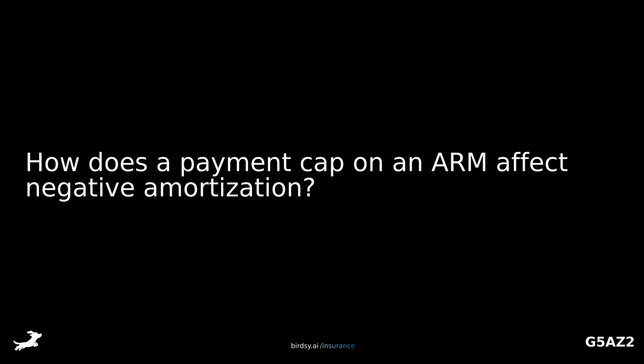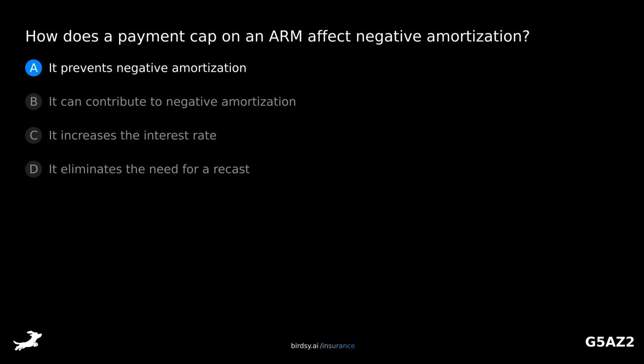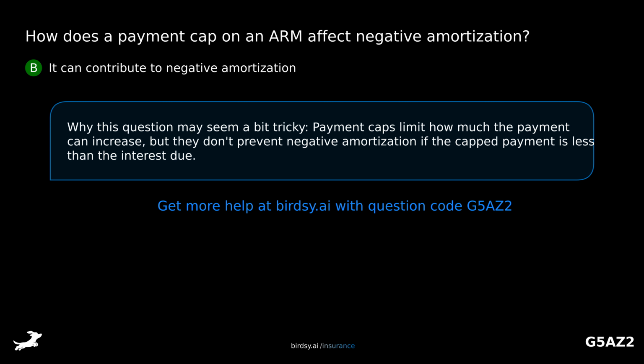How does a payment cap on an ARM affect negative amortization? Is it A, it prevents negative amortization, B, it can contribute to negative amortization, C, it increases the interest rate, or D, it eliminates the need for a recast? The answer is B, it can contribute to negative amortization. Why this question may seem a bit tricky: payment caps limit how much the payment can increase, but they don't prevent negative amortization if the capped payment is less than the interest due.